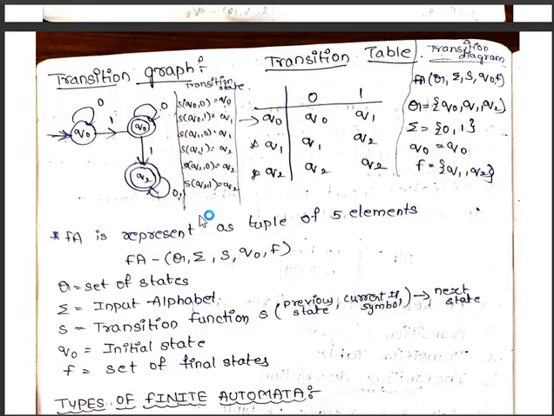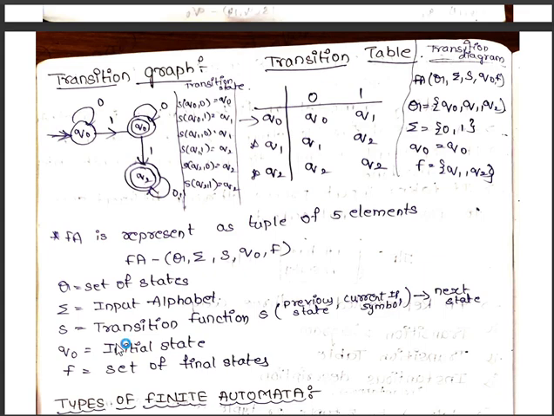Next one is delta. Delta is nothing but the transition function. Here we have to understand a small formula, which is previous state comma current symbol, which gives rise to the next state. I am going to explain this also, don't worry. For now, remember this.